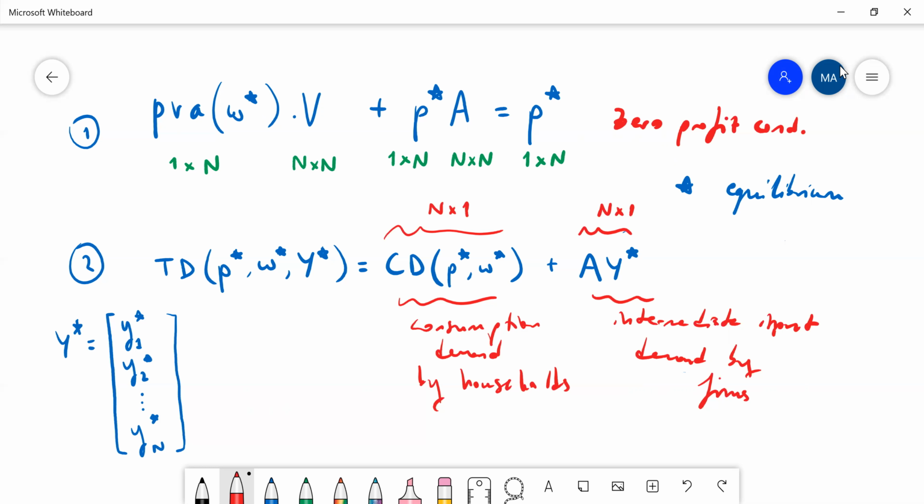All right. Now, in equilibrium, obviously, this must be equal to that, right? Total supply must be equal to total demand. This is the market clearing. Okay, this is market clearing for the produced goods in the economy.